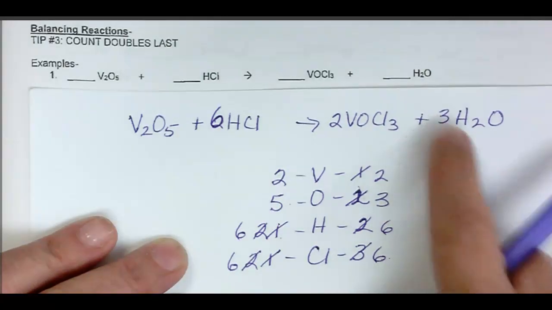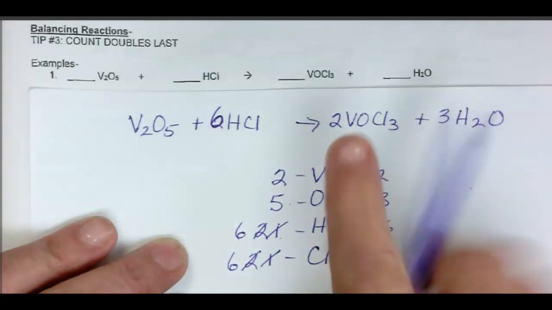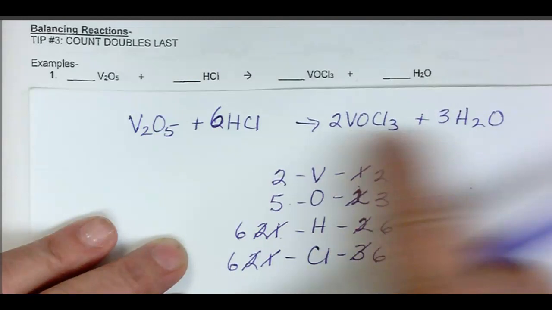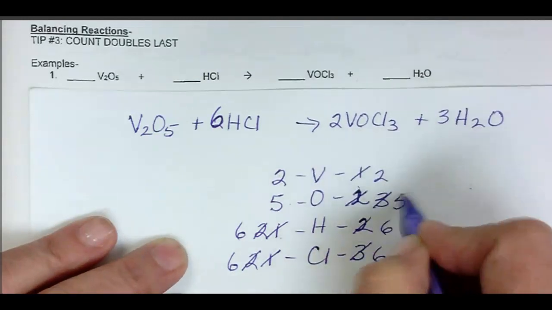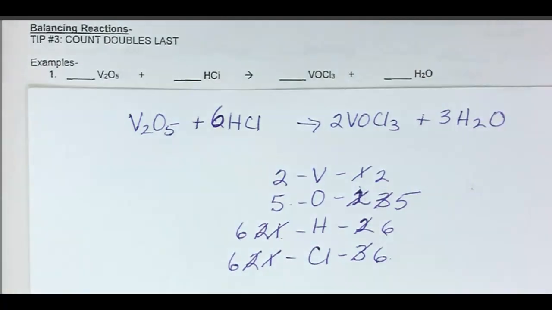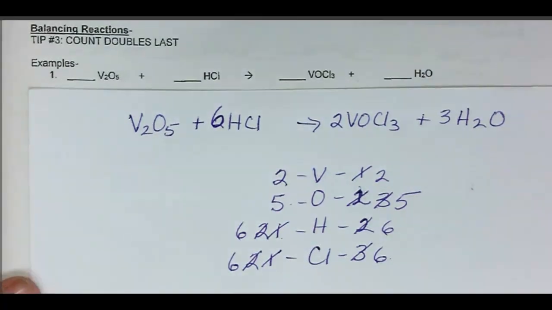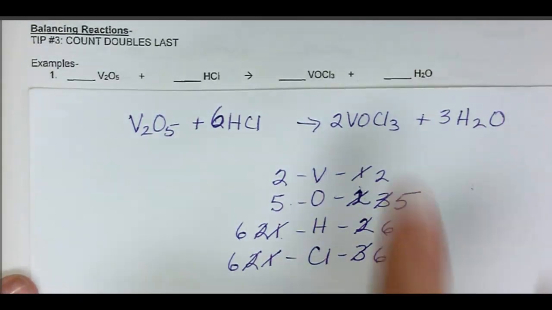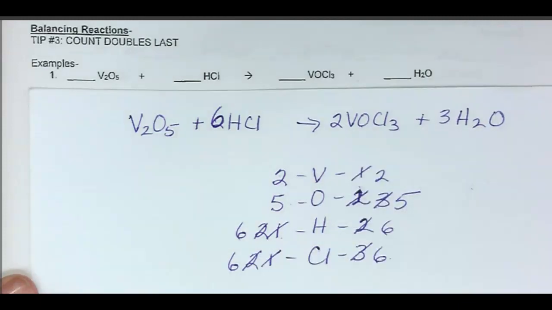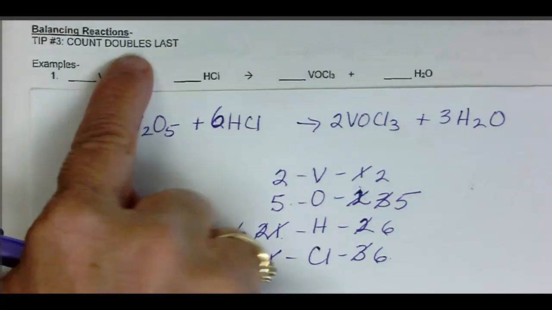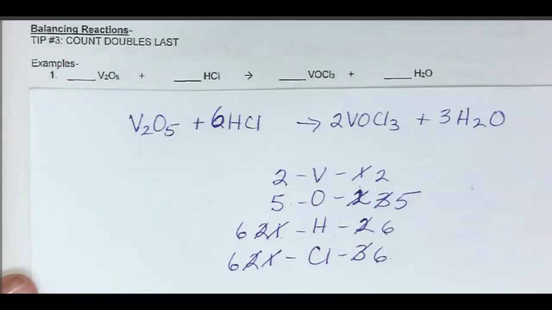And now let's count our oxygens up. So I've got 2 here and 3 there, which gives me 5. And the oxygens fix themselves. Okay, so again, that's why we talk about doubles count last. I kind of waited and fixed everybody else and then saw what happened to my oxygens because they were in 2 places. Okay, that's what they're meaning by doubles, in 2 different places.